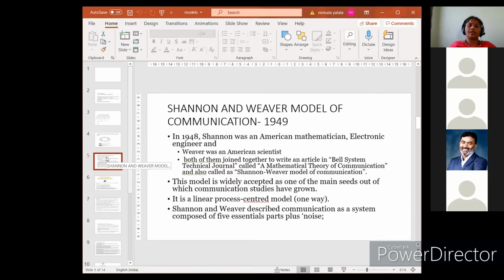of 1949. In the same way, it is also a linear, one-way model of communication, which means the communication process is happening in one direction only. Based on this model, many communication studies have been conducted.